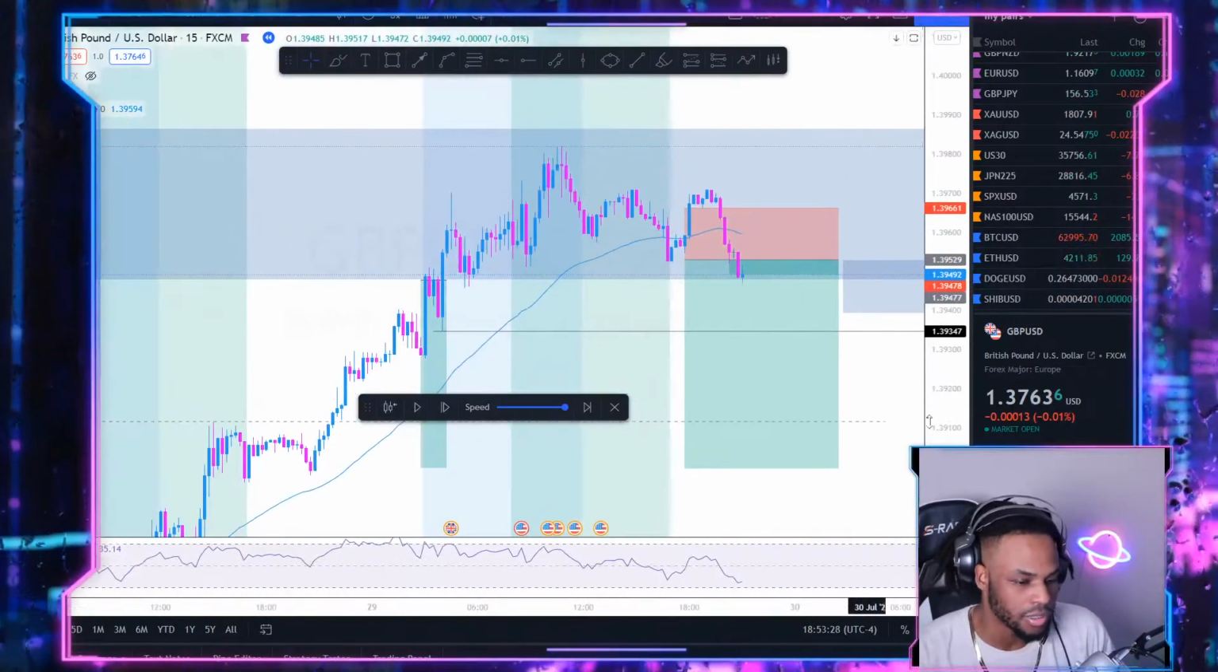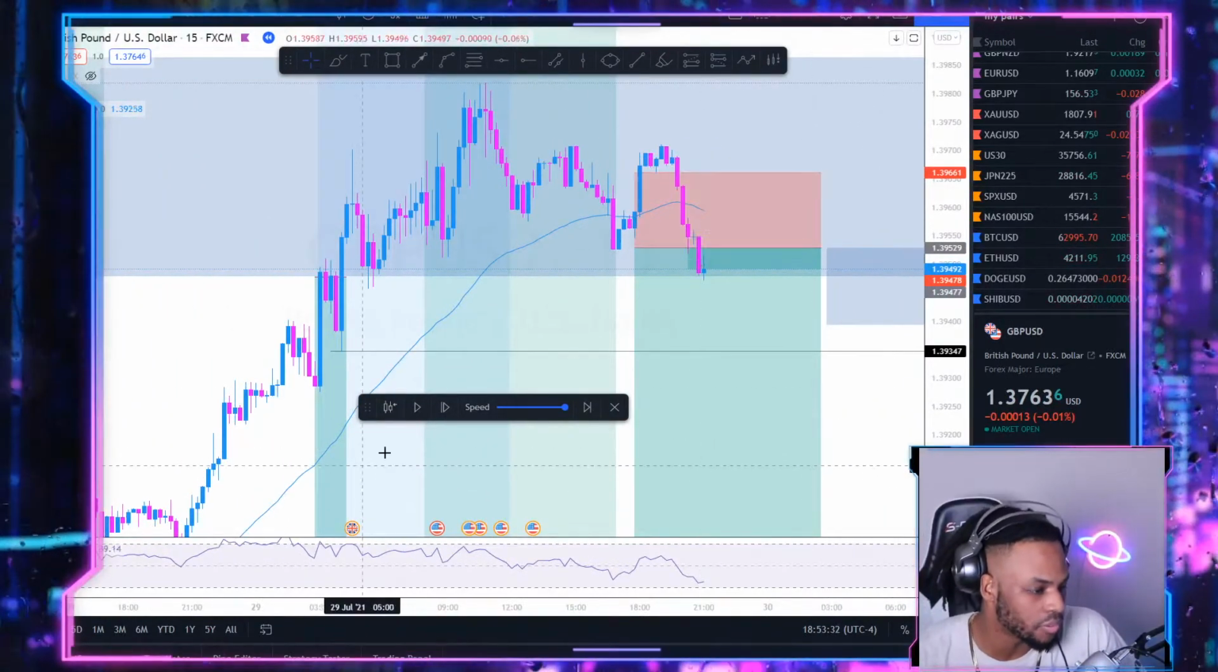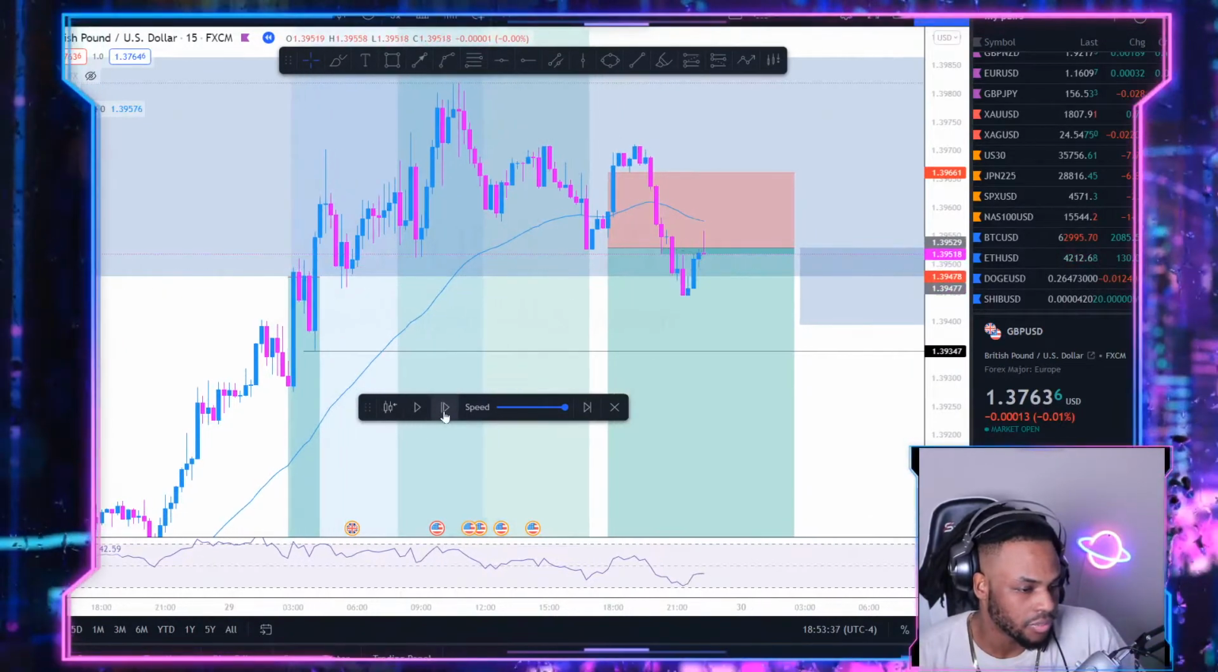I've always wanted to trade it. Back when I had smaller accounts, I couldn't handle it because it moved so fast. But yeah, let's go ahead and see if this trade plays out. Let's see if we get to a 1-to-1.